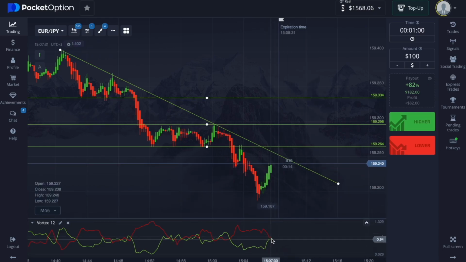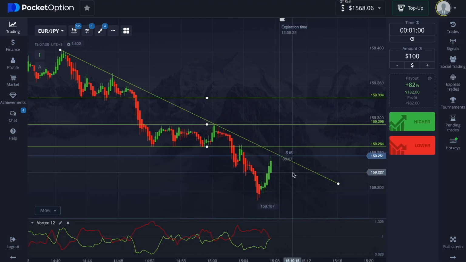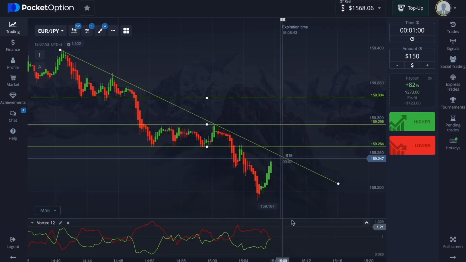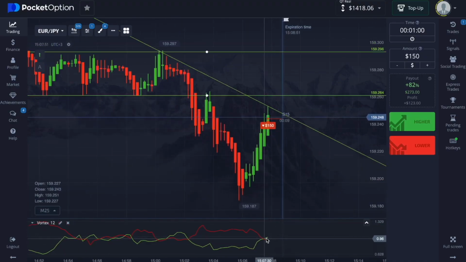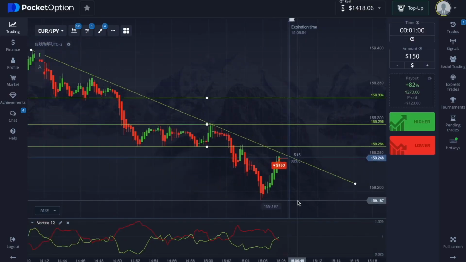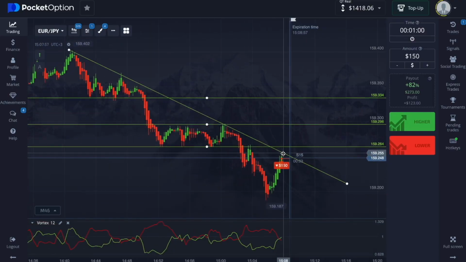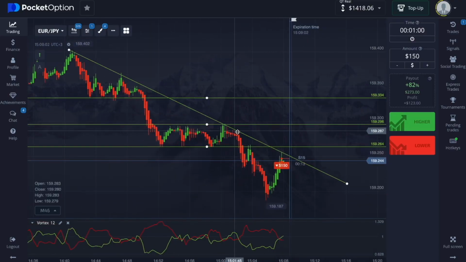The lines on the indicator are about to intersect, and the sharp rise in price indicates that there will be a correction soon. I'm increasing the trade amount. The lines on the indicator have almost crossed, and with the new candle, I open a trade for a decrease with an amount of $150 for 1 minute. As you can see, the lines on the indicator have crossed, and the candles have approached the resistance line of the main trend. I think the price will continue to fall.